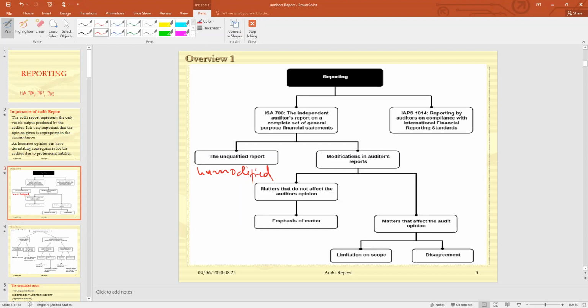In the case of modification, you may have a scenario where you may want to include an emphasis of matter paragraph. In itself, it does not modify the opinion. But you're trying to inform the users, hey, you need to become aware of the following matters. There are things that you need to become aware of.